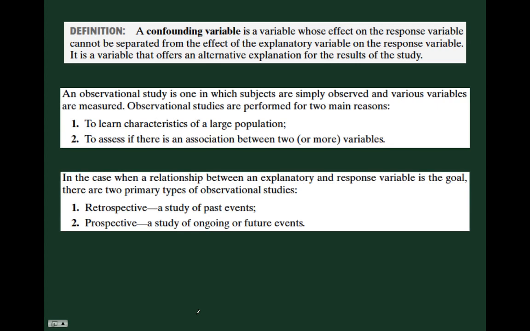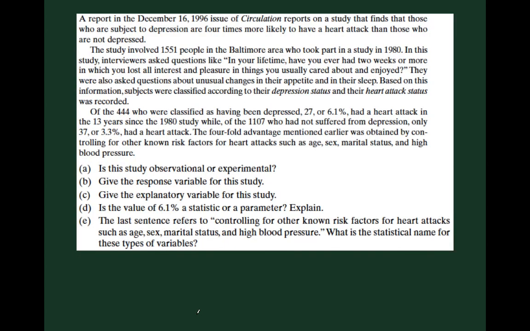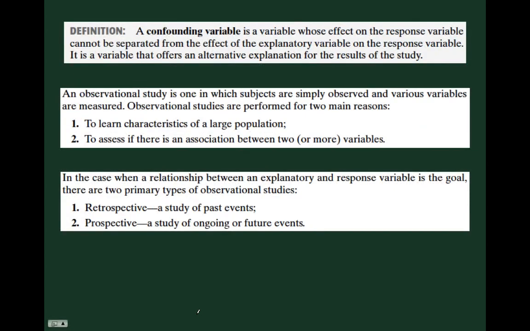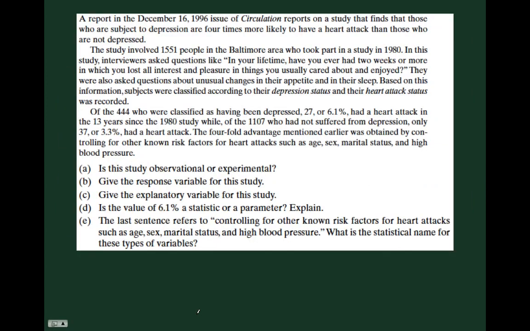So in the case when a relationship between an explanatory variable and a response variable is the goal, there are 2 primary types of observational studies. One's called retrospective. That's when we look at a study of past events. And the other is called prospective, where we look at a study of ongoing or future events. So let's take a look at another example.